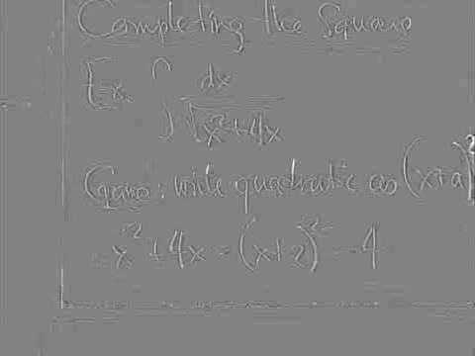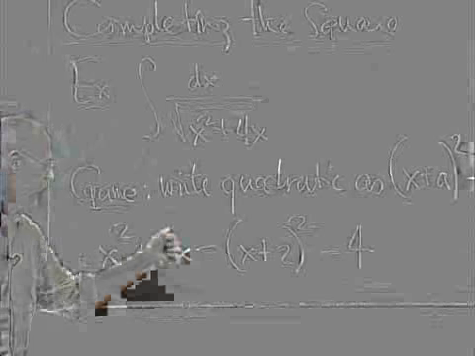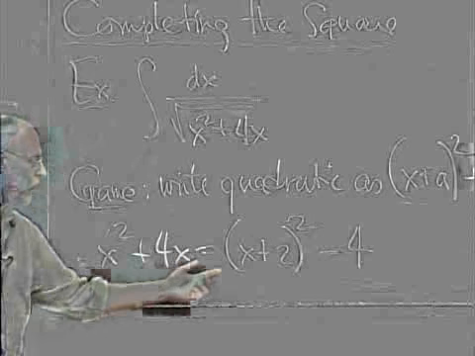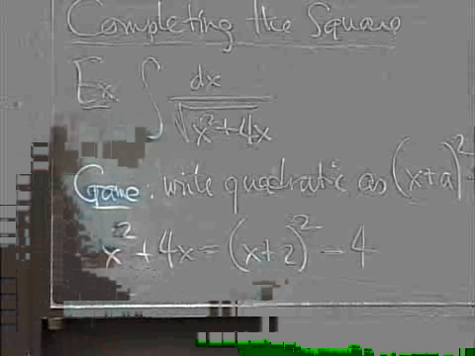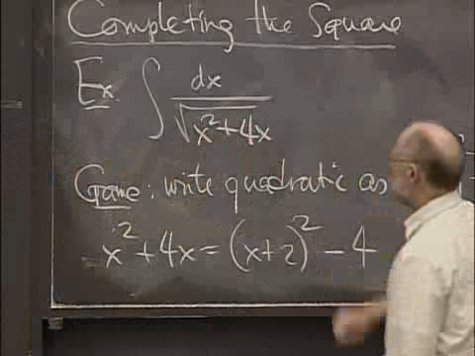So that's what I mean. I've completed the square. The word for this process of eliminating the middle term by using the square of an expression like that is called completing the square. And we can use that process to compute this integral.